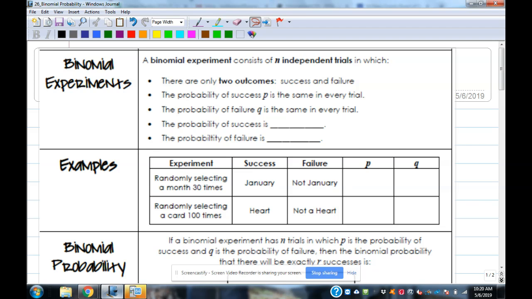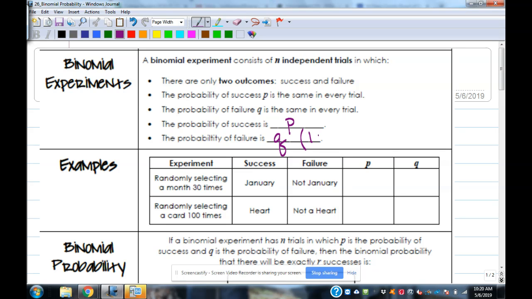The probability of success, notation for that is lowercase p. So lowercase p is success, lowercase q is failure. So when you're looking for p and q in these charts and things, p is success, q is failure. Probability of success, again, that is p. Q is the letter we use there.